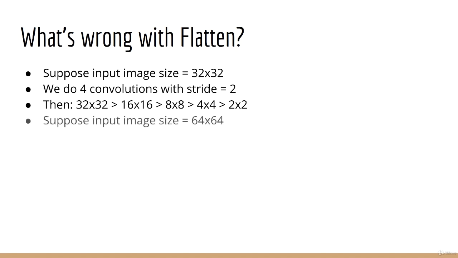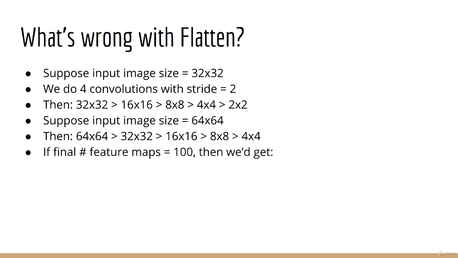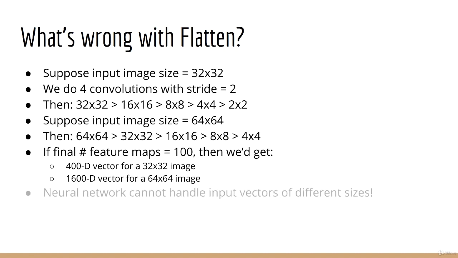But now, let's say we have an input image of size 64 by 64. In this case, the output after 4 convolutions would be 4 by 4. Let's say for simplicity's sake, the number of output feature maps is 100. Then, for the 32 by 32 image, doing a flatten operation would yield an output of size 2 by 2 by 100, 2 times 2 times 100, which is 400. For a 64 by 64 image, doing a flatten operation would yield an output size of 4 times 4 times 100, which is 1600. And of course, a feed-forward neural network is not capable of handling vectors of different sizes.